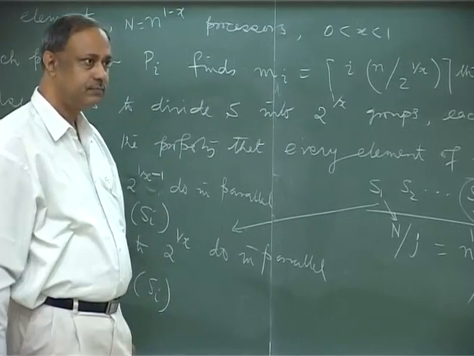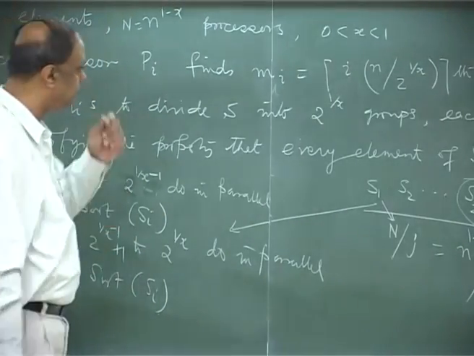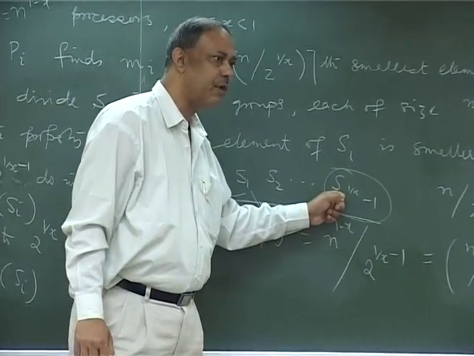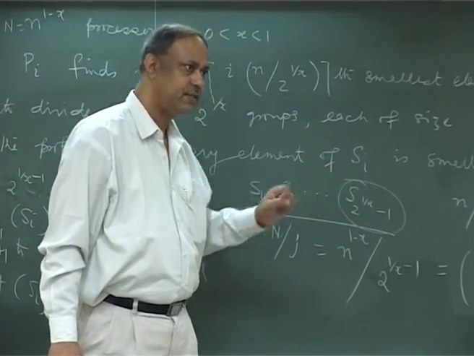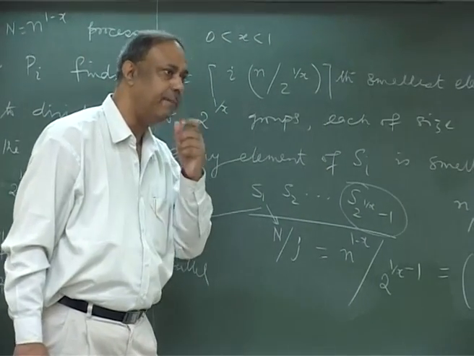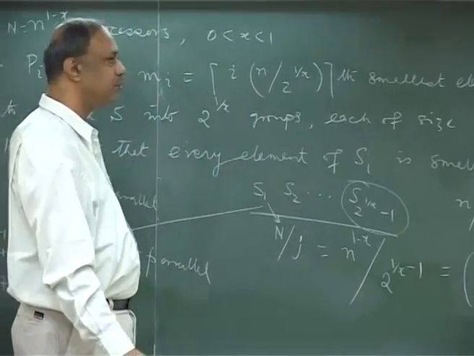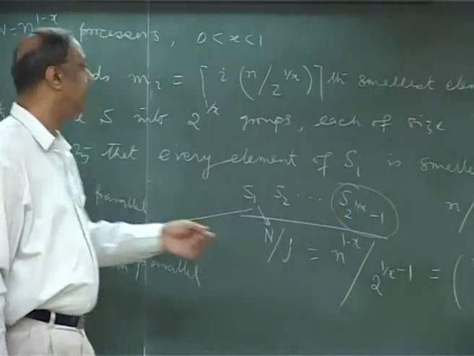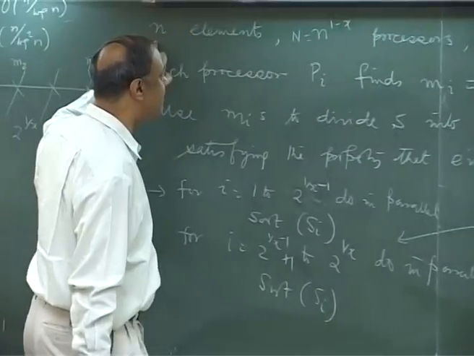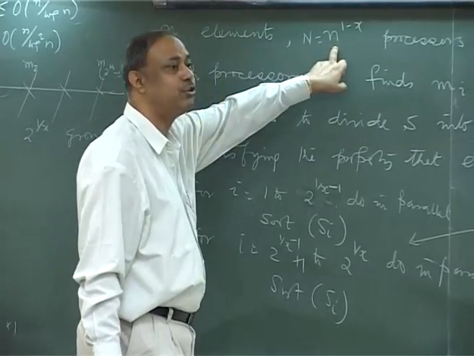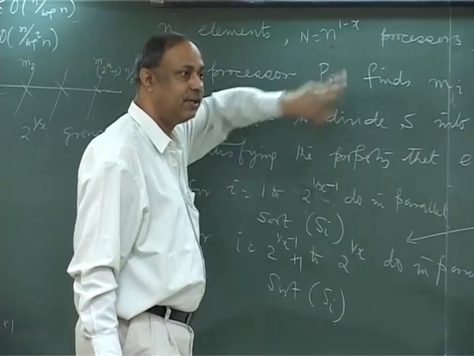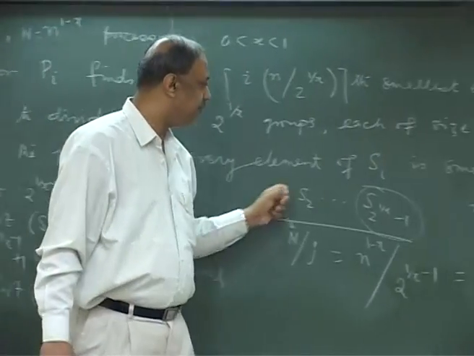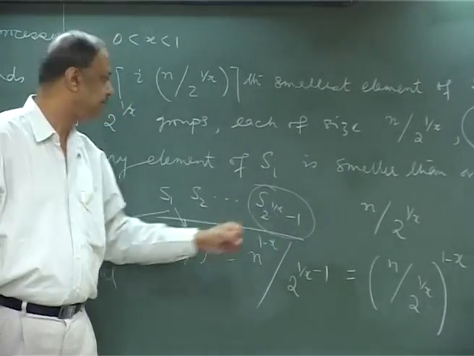So can you explain? Which one? So this S1 has n upon the enumeration. See, how many subsequences do you have? J subsequences, right? And how many processors do you have? Capital N, because that is the total. So what I want to say is that recursively I must be able to use it. Given n elements, I should be able to use n to the power 1 minus x processors. Then only you can recursively call this routine. Agreed or not?